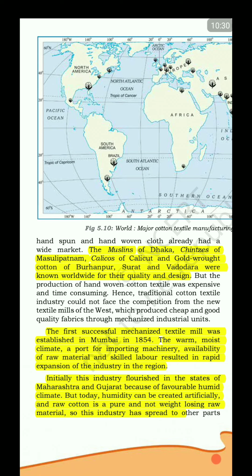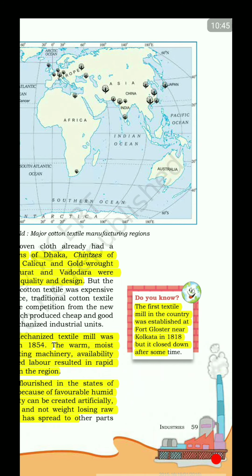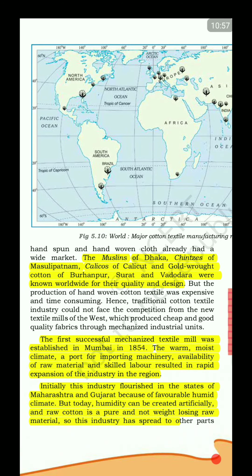But the production of hand-woven cotton textile was expensive and time-consuming. Hence, the traditional cotton textile could not face the competition from the new textile mills of the West, which produced cheap and good quality fabrics through mechanised industry units. The first textile mill in the country was established at Fort Gloucester near Kolkata in 1818, but it closed down after some time.